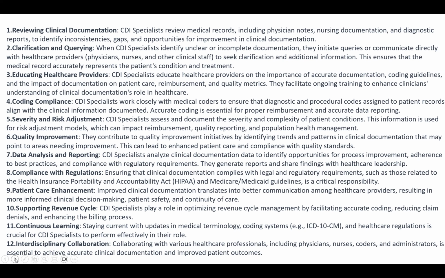Interdisciplinary collaboration. Collaborating with various healthcare professionals, including physicians, nurses, coders, administrators, is essential to achieve accurate clinical documentation and improve patient outcomes. And patient outcomes, number 1. Compliance and other outcomes, number 2, 3, 4, 5, but all equally important. But of course, without optimal outcomes and patient safety and accurate and appropriate patient care, there's no point to anything else.